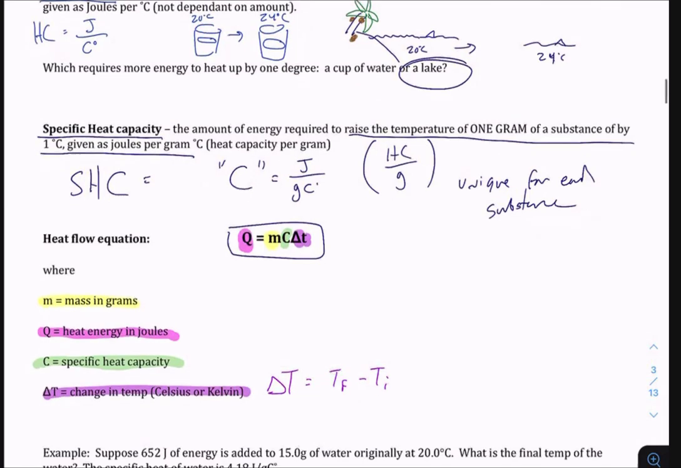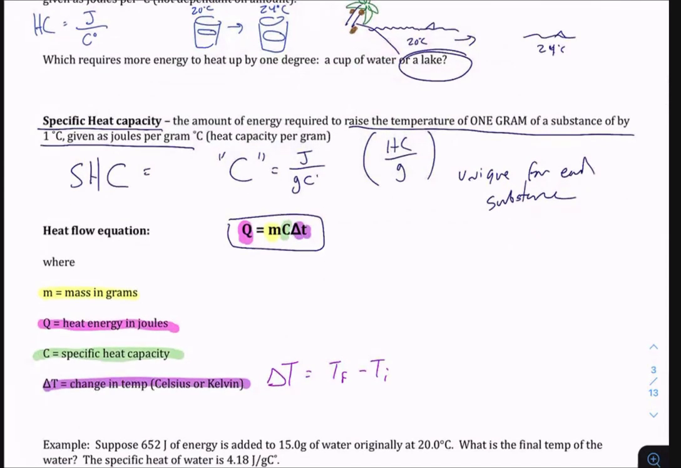I should mention that the specific heat temperature unit can sometimes be in Kelvin. And that doesn't throw anything off because if you're subtracting a Kelvin temperature from a Kelvin temperature, the difference is the same as if you subtracted a Celsius versus a Celsius. So don't be thrown if you see joules per gram degree Kelvin. It is the same thing, okay?